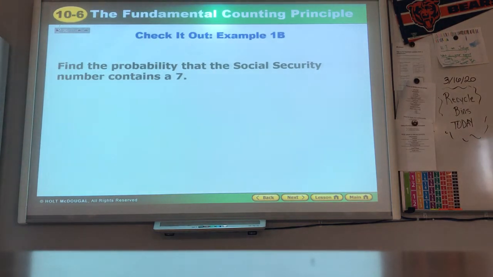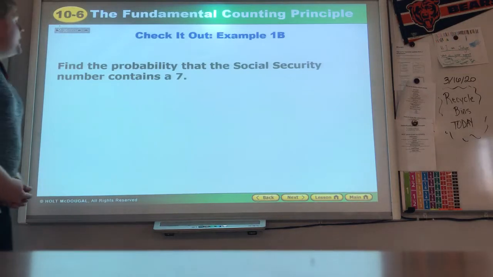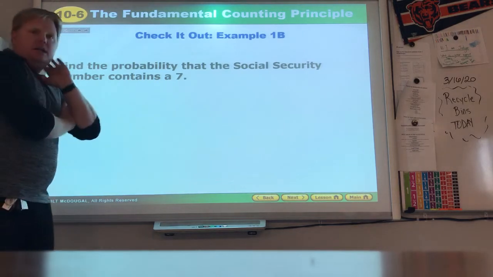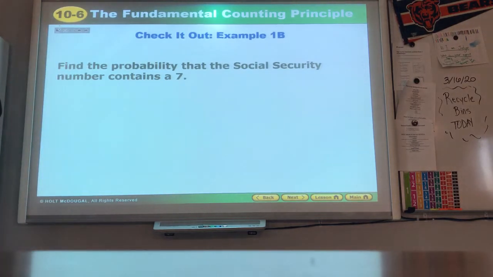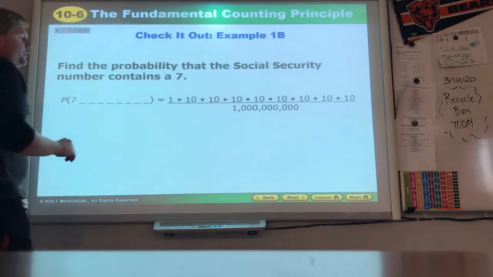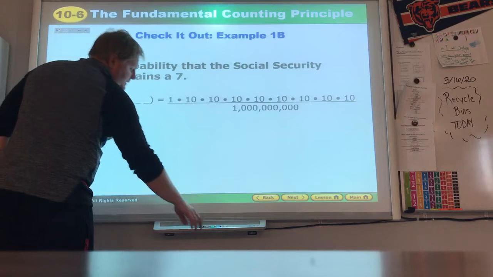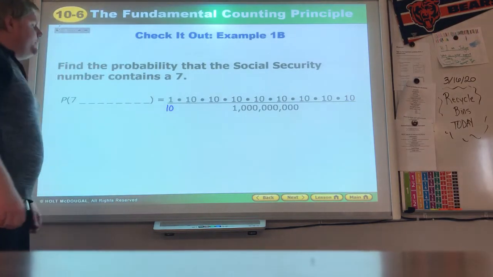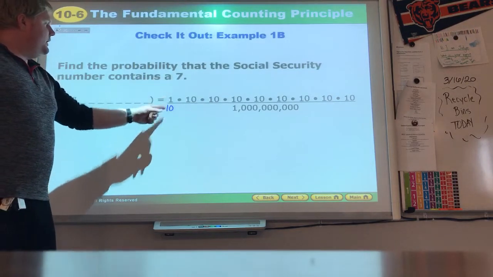What is the probability that the Social Security number contains a 7? Contains one 7. Not a bunch of sevens, not 3 sevens, but contains a 7. Well, we have to think about each of the spots. We only need one of the spots to contain a 7. So one of them has to have a 7. It's a 1 out of 10 chance.